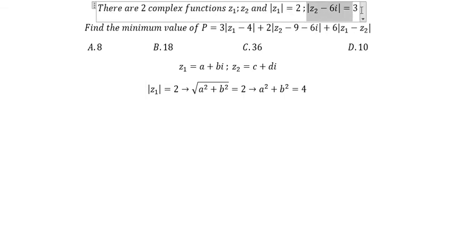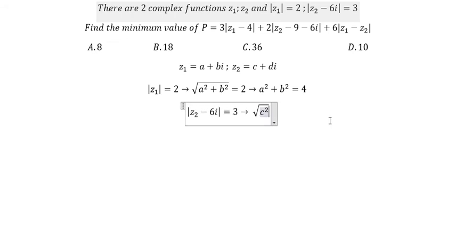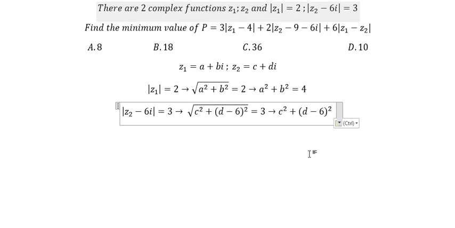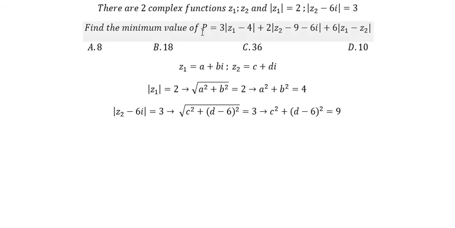Next, we have this one. So we have the square root of c square plus d minus 6 square equal to 3. So we got this one equal to 9. Now we have P here.